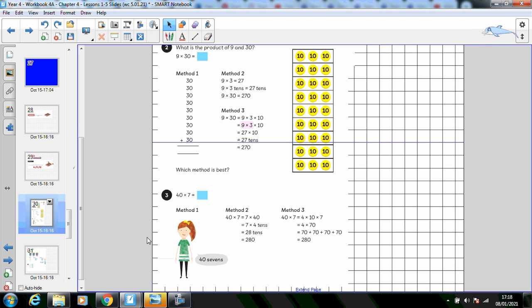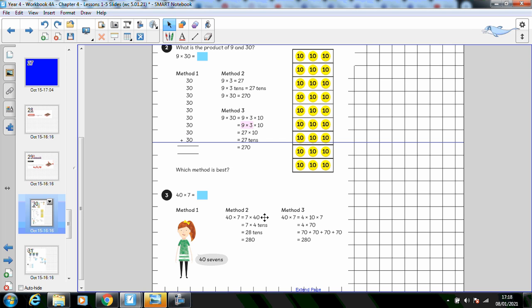Okay, Holly says that to work out 40 times 7, we just need to work out 7 add 7 add 7 add 7. That might take a long time if you're going to do it 40 times. Method 2 is to know that 40 times 7 is the same as or equal to 7 times 40. That's the same as or equal to 7 times 4 tens.